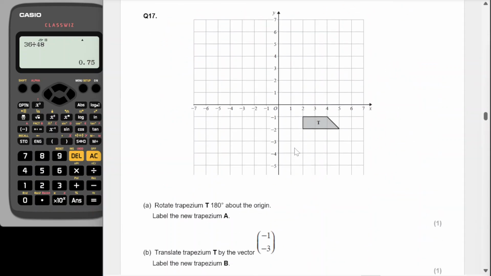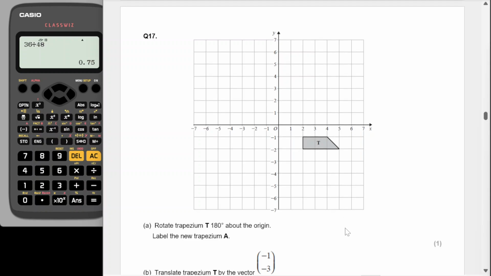Okay, question 17. Rotate the trapezium 180 degrees about the origin and label the new trapezium A. I'm not going to use tracing paper. I'm going to look at point to point. This point is currently 2 to the right and 1 down, so it's going to go 2 to the left and 1 up. So that point would go to there.